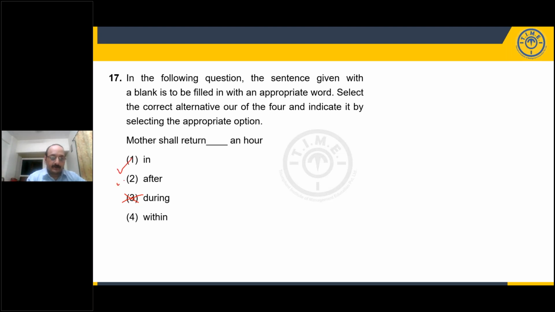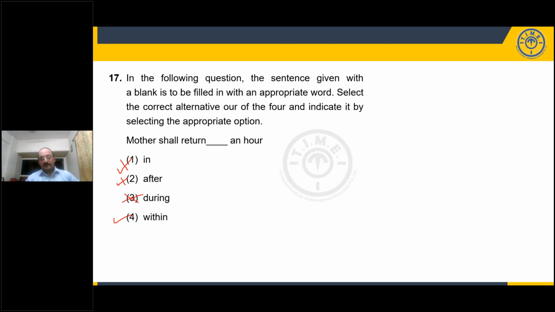Within an hour, possibly yes, before the hour. Now, which one should I use then? When I say mother shall return in an hour, that means exactly at the end of the hour, she will return. But then there should be something else also. Mother shall return in an hour, so you can wait or something like that. That has not been given to us. So option number 1 gets eliminated. After an hour again needs some kind of effect along with it. So it also gets eliminated.